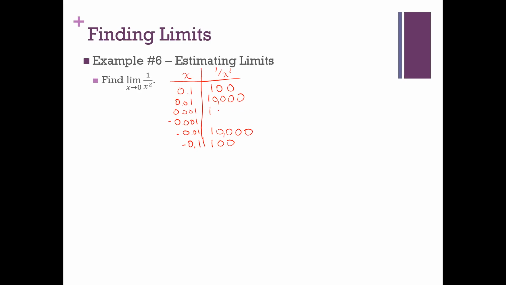And hopefully for this one, you're going to get 1,000,000, 1 times 10 to the 6th. So what is happening to this function as x gets closer and closer to 0?